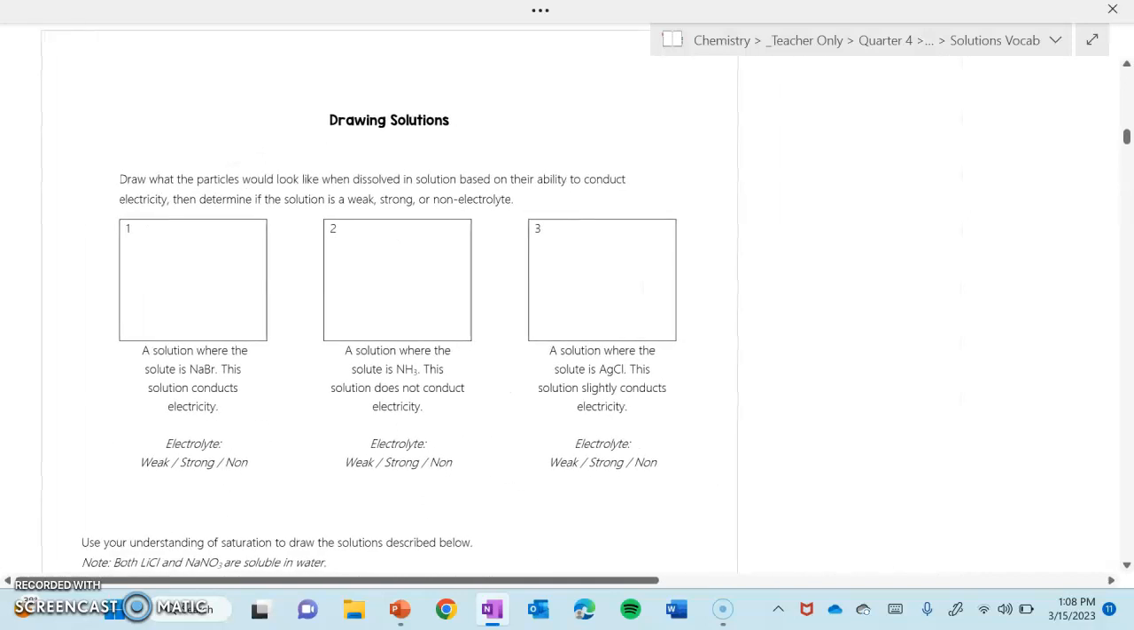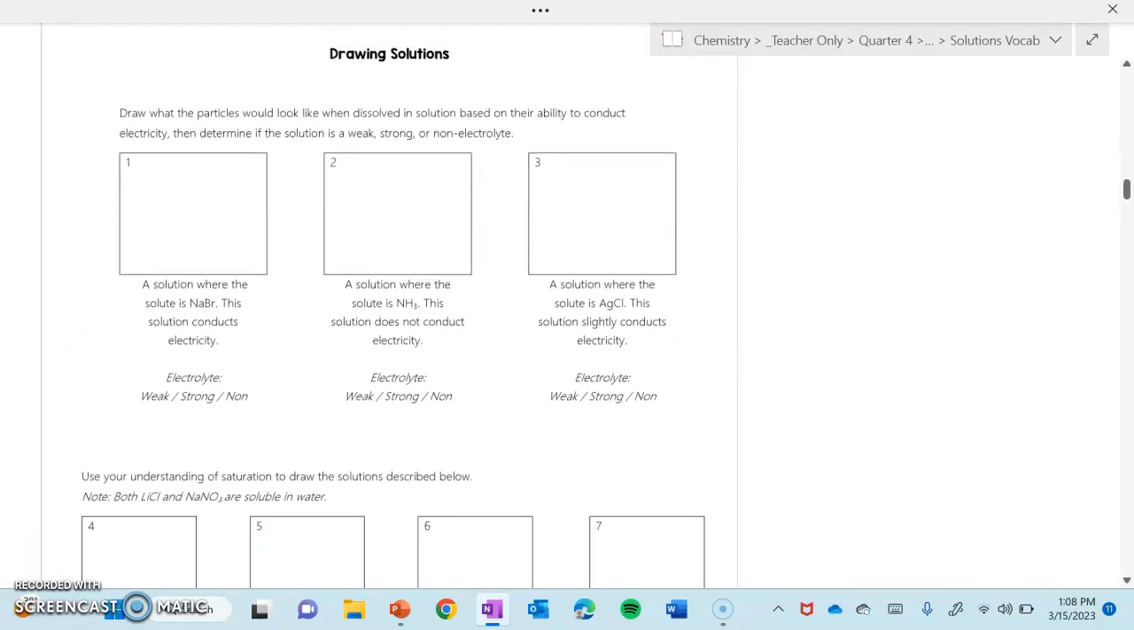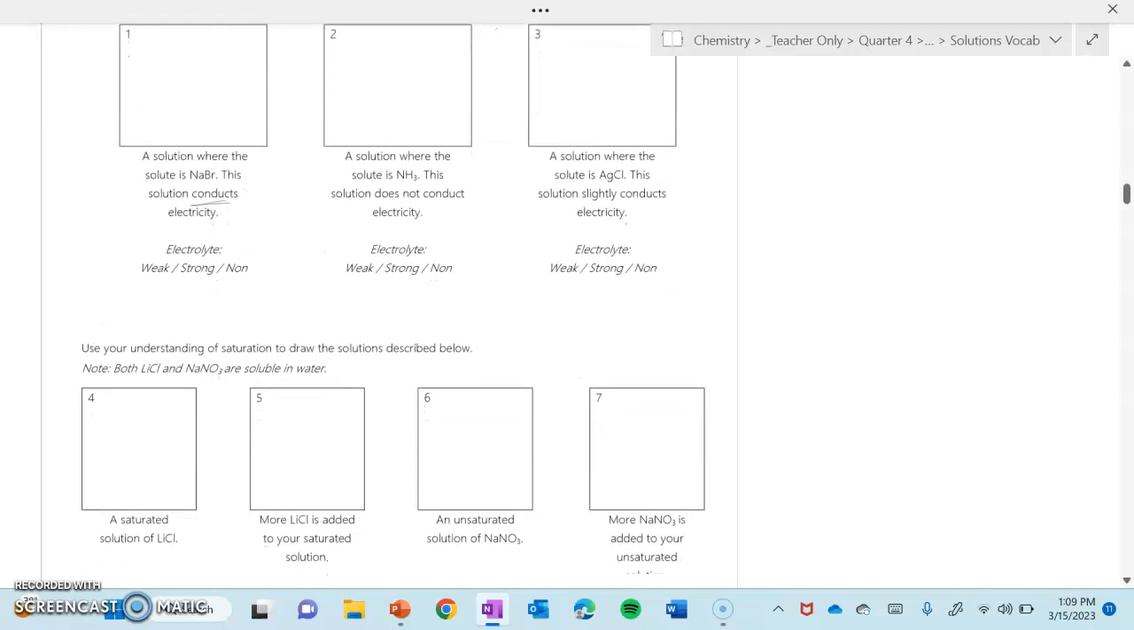Use what we talked about to draw solutions 1, 2, 3, and use those electrolyte ideas to help you draw them. It'll tell you if it conducts electricity or not, and then you can decide what type of dissociation, if it's complete, partial, or not any at all in your drawings. 4, 5, 6, and 7, you'll be able to complete after you watch part 2 of these notes.